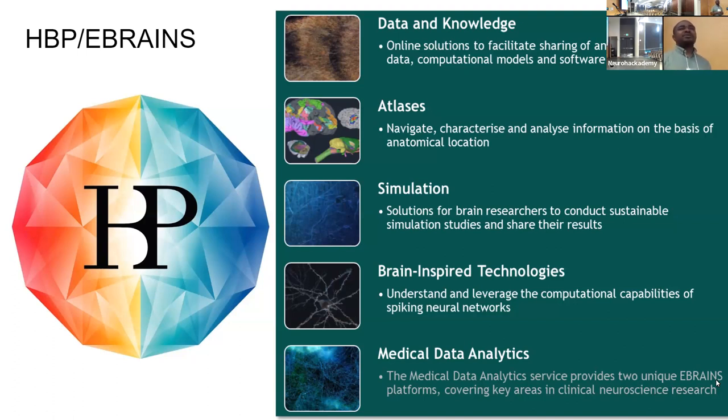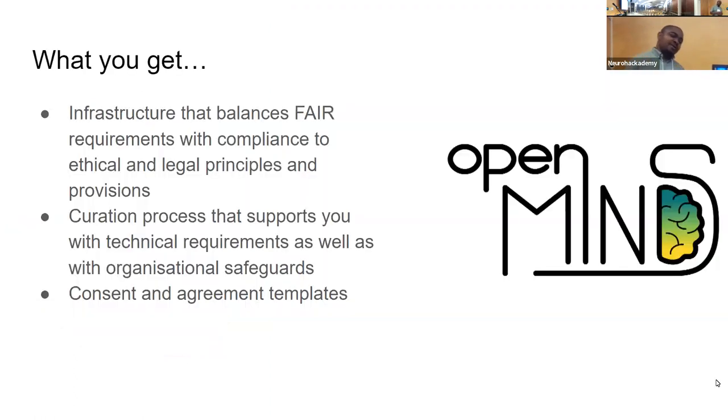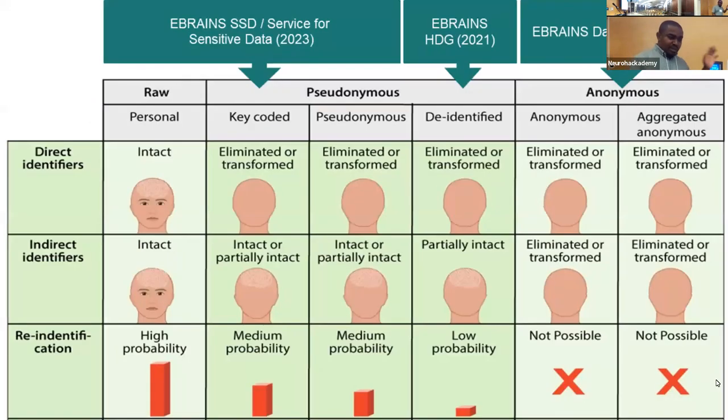But the good thing about this research infrastructure is that it helps individual researchers to identify some of these ethical and legal issues and to address them in their data pipeline. But not only through research infrastructures, you can definitely start identifying some of these within your labs, within your research institutions. So as I said, EBRAINS offers an infrastructure that balances FAIR requirements with compliance to ethical and legal principles and provisions. You can also get a curation process that supports you with technical requirements, as well as with organizational safeguards, consent and agreement templates. So that's about it.